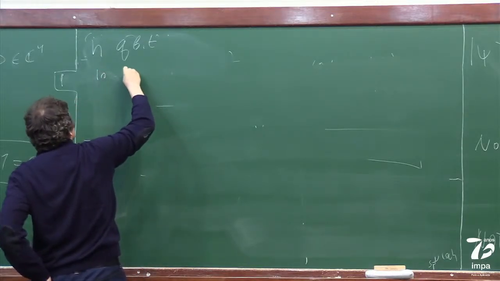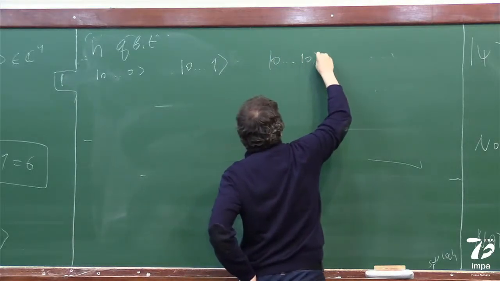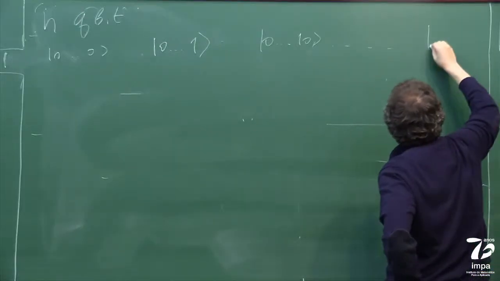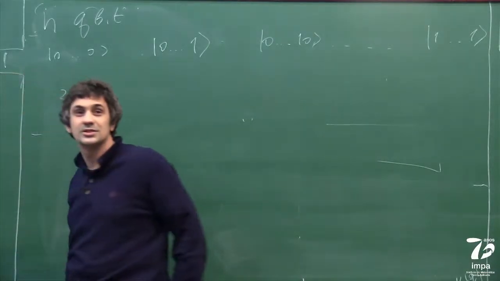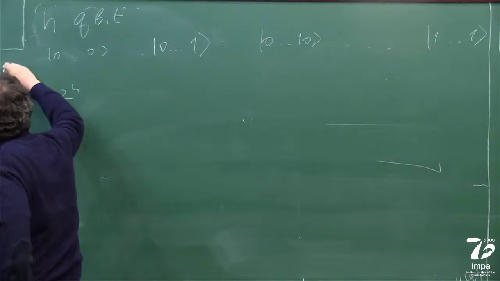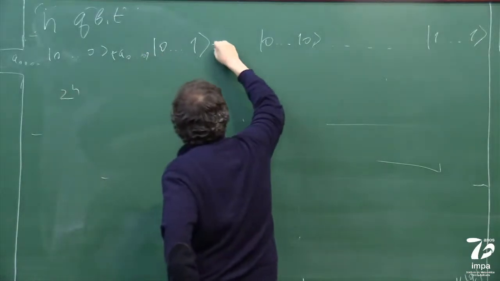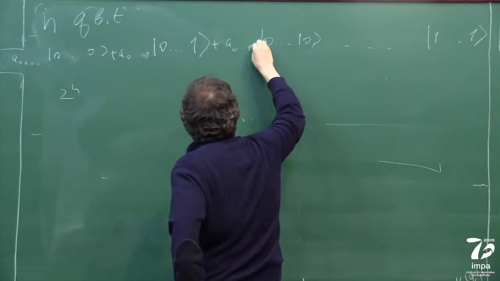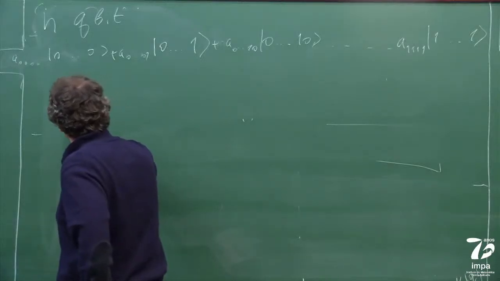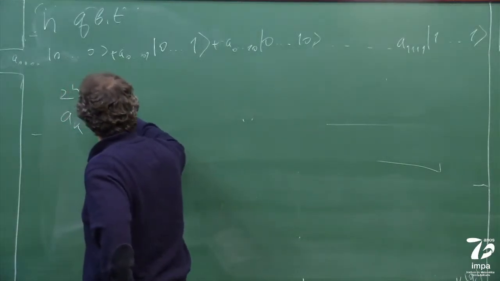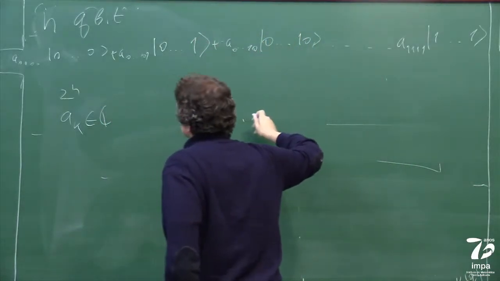then it can be written like this. There are 2^n possibilities, and in front of each of them I have a coefficient. Each of them, I call it, say, a_k, is a complex number. So in the end, this becomes a vector. So this is psi.